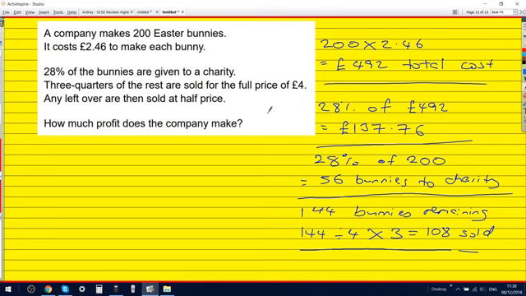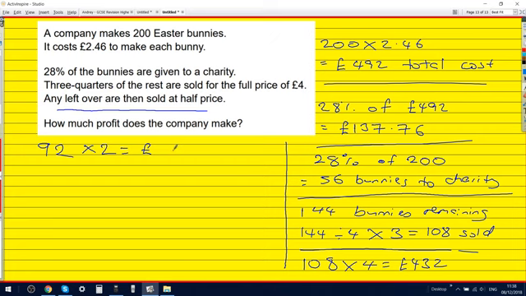Okay, so how much money would they get for that? Would you do 108 times 4? Okay. Yeah. 432. So they don't make any profit. Hold on. Any leftover are then sold at half price. So how many were left over? 92. Yeah. So what would you do there? Would you do 92 divide by 2? Sorry, times by 2. Yeah. And that's 184.